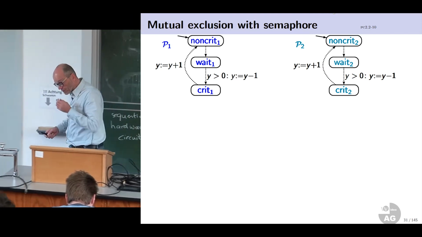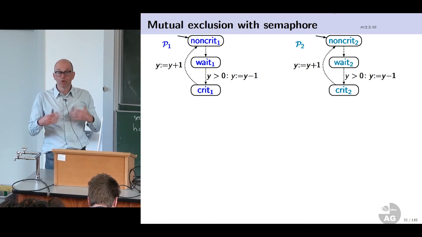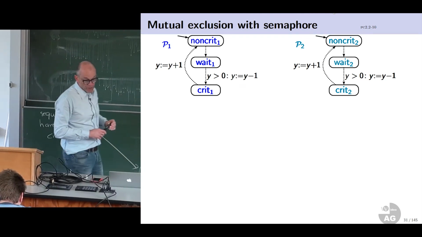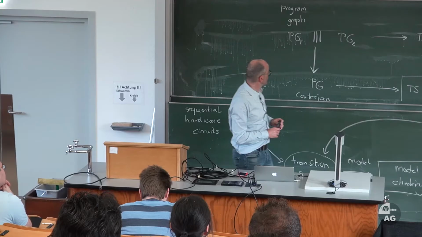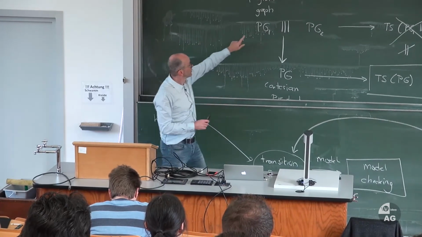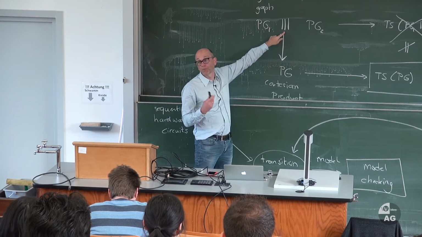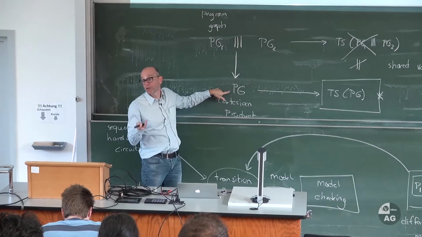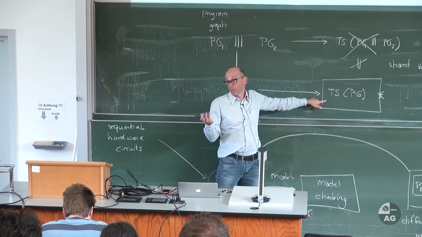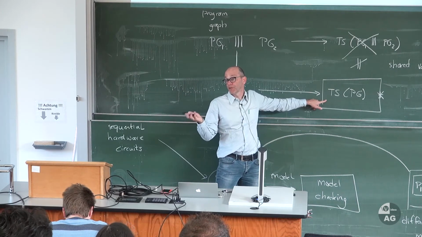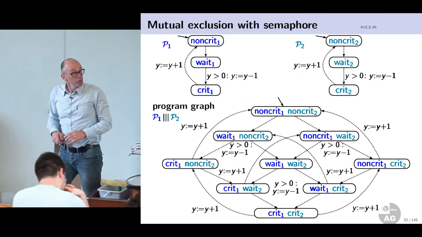We have two threads, P1 on the left and P2 on the right, and these are two program graphs. Now I would like to model the parallel execution of these two program graphs. How can we do this? Well, this is the scheme that we have just seen before. We do the interleaving on the program graph level, which gives us again a program graph, and we map this program graph to a transition system. Then we can see all the states and the possible values, for instance, of the semaphore, and so forth. So if I apply this scheme to this example, what we get is the following.